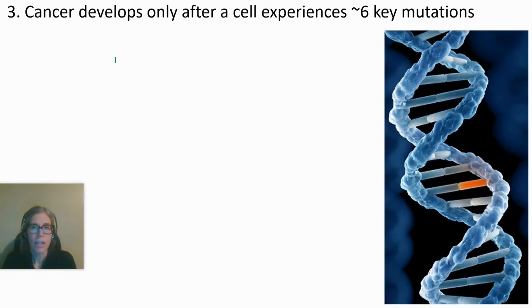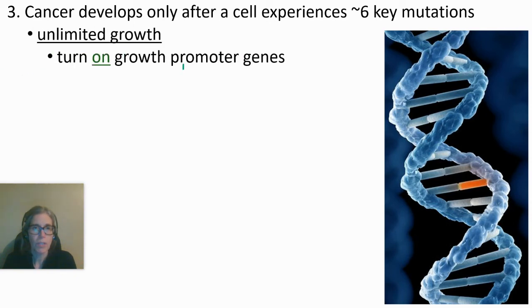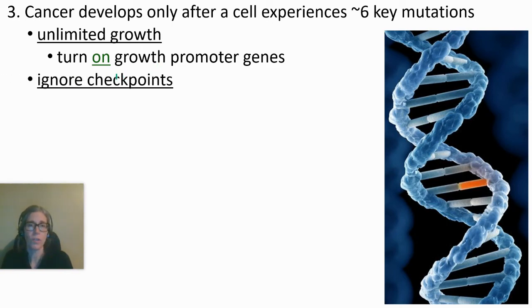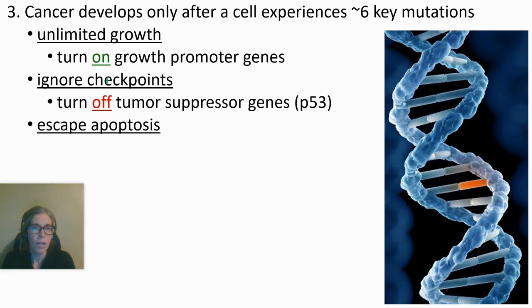So last slide here, cancer develops after 6 key mutations. Unlimited growth, that means proto-oncogenes have been turned into oncogenes. So you are turning on either a growth factor or maybe RAS, one of the parts of the signal transduction cascade, to make a cyclin, for example. You are ignoring checkpoints. So p53 is messed up and can't stop you from moving from one part of the cell cycle to the next. You don't do apoptosis. So if you have that much DNA damage, you should die, but you don't if you're a cell.